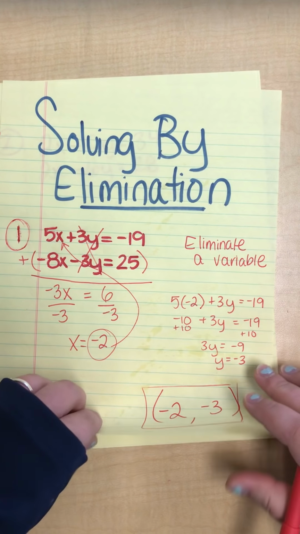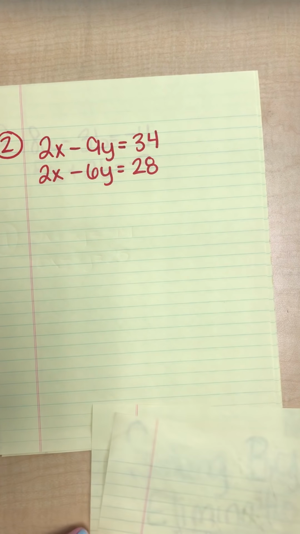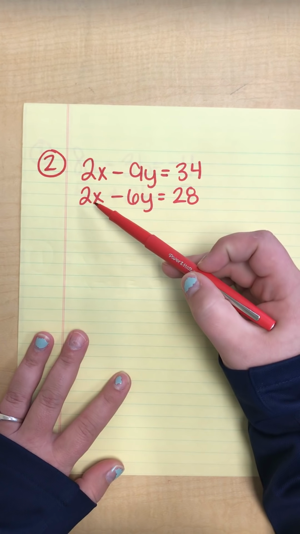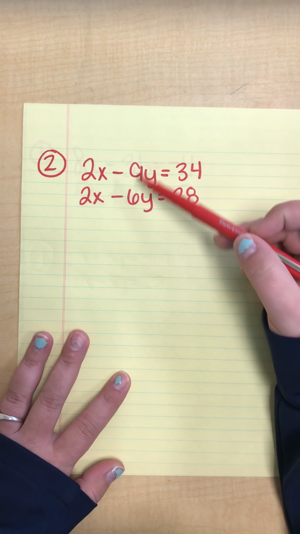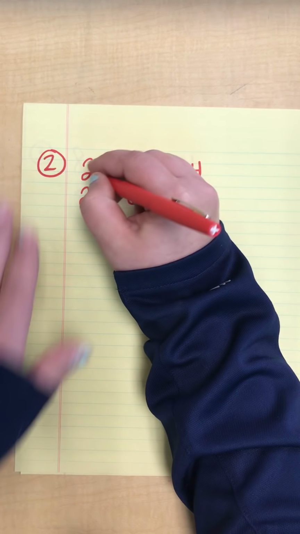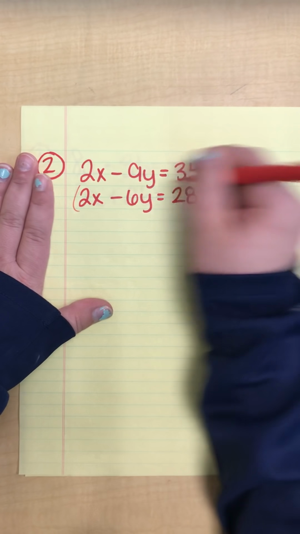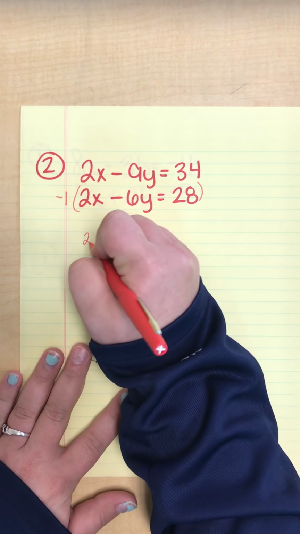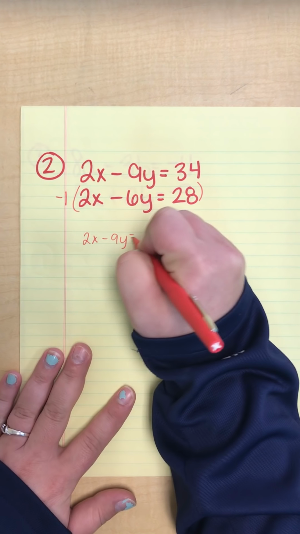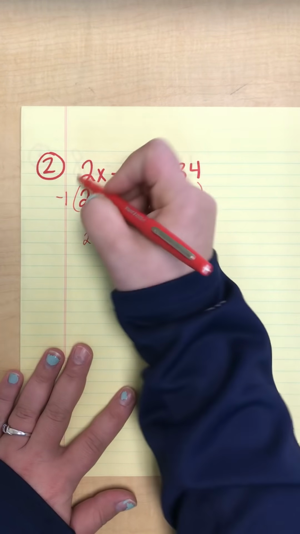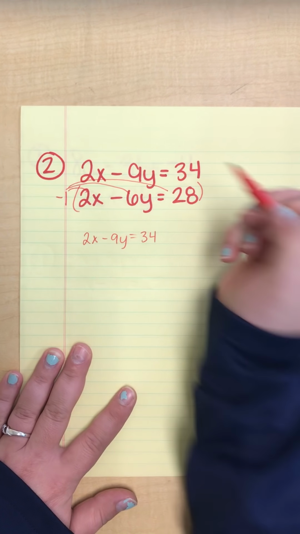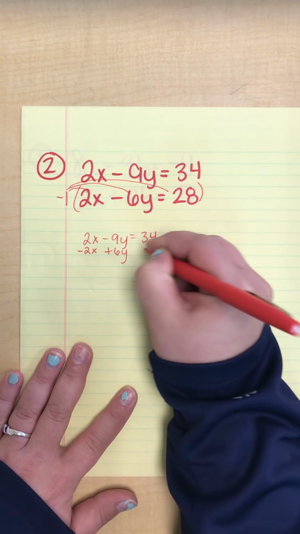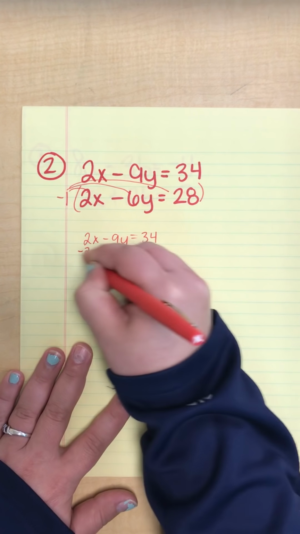Okay, but like you guessed, it's probably not always going to be that easy. So sometimes when you look at your problem, if we take 2x plus 2x, that does not equal 0, and these two don't add to be 0 either. So what we want to do is multiply one of them by negative 1. So I'm just going to multiply this entire equation by negative 1. So I'm going to rewrite the first one, and then multiply everything in this one by negative 1. So that gives me negative 2x plus 6y equals negative 28.